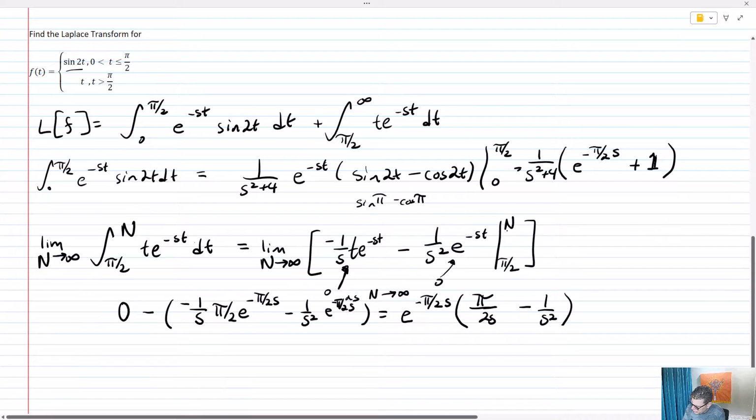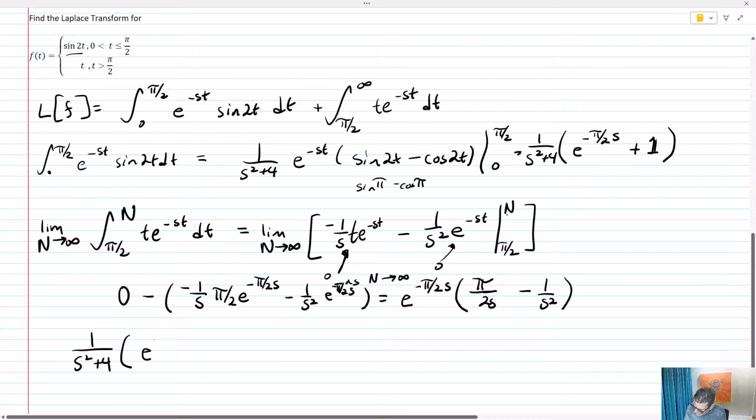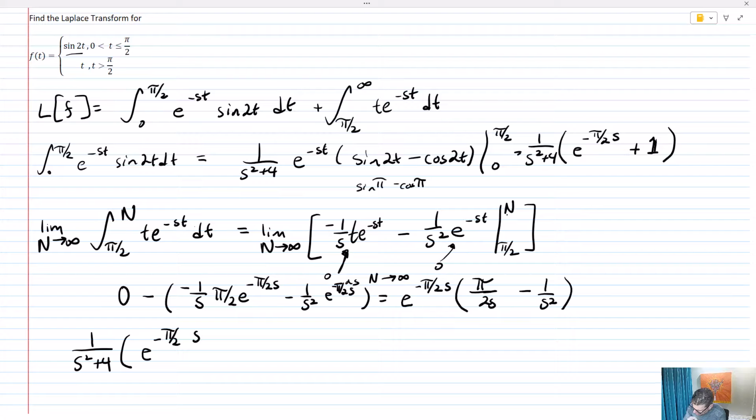Now all we've got to do is put the two of them together. So we get 1 over s squared plus 4 times e to the negative pi over 2 times s, plus 1, plus e to the negative pi over 2 times s times pi over 2s plus 1 over s squared. Or excuse me, it should be plus 1 over s squared, right? Because we actually changed signs twice.